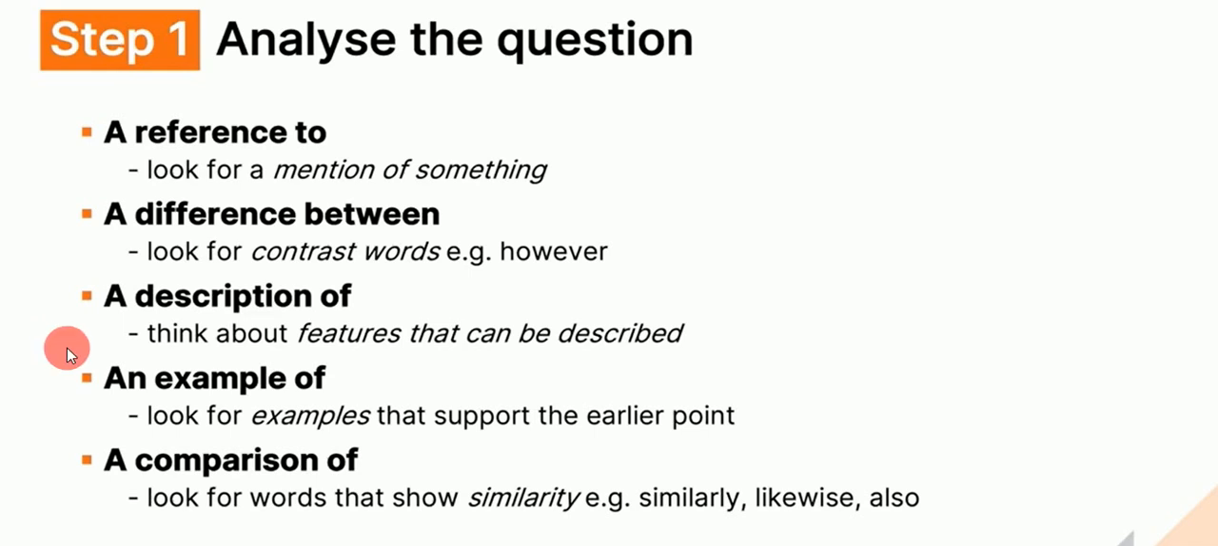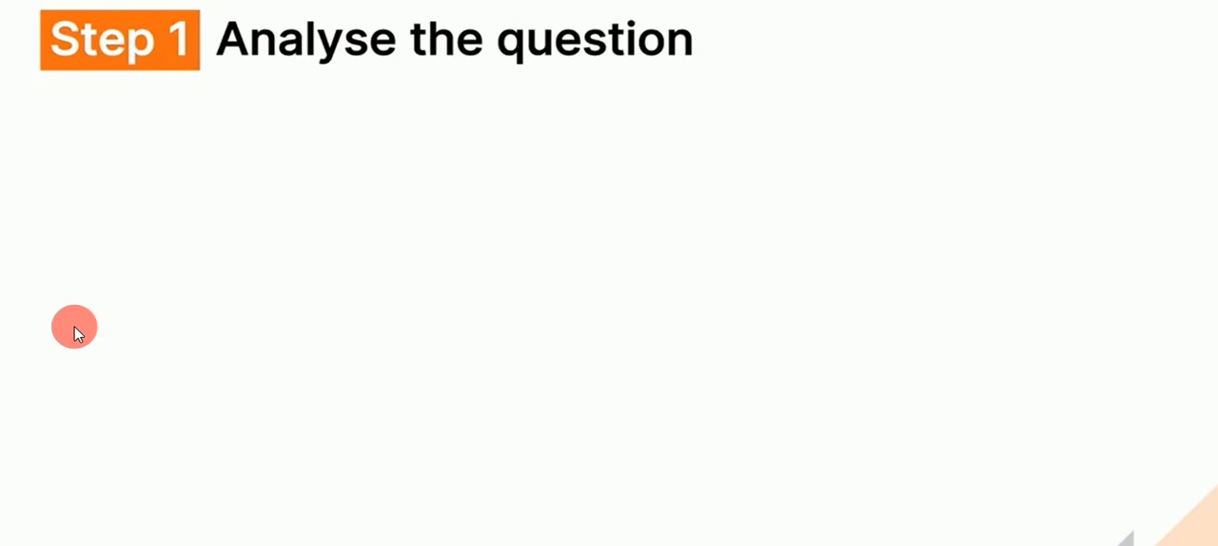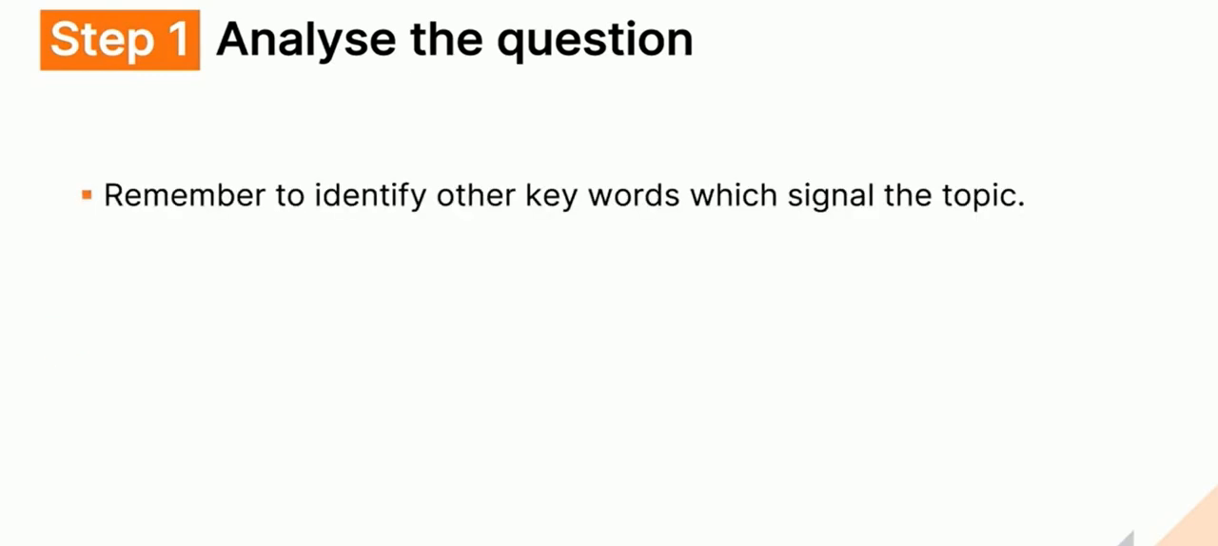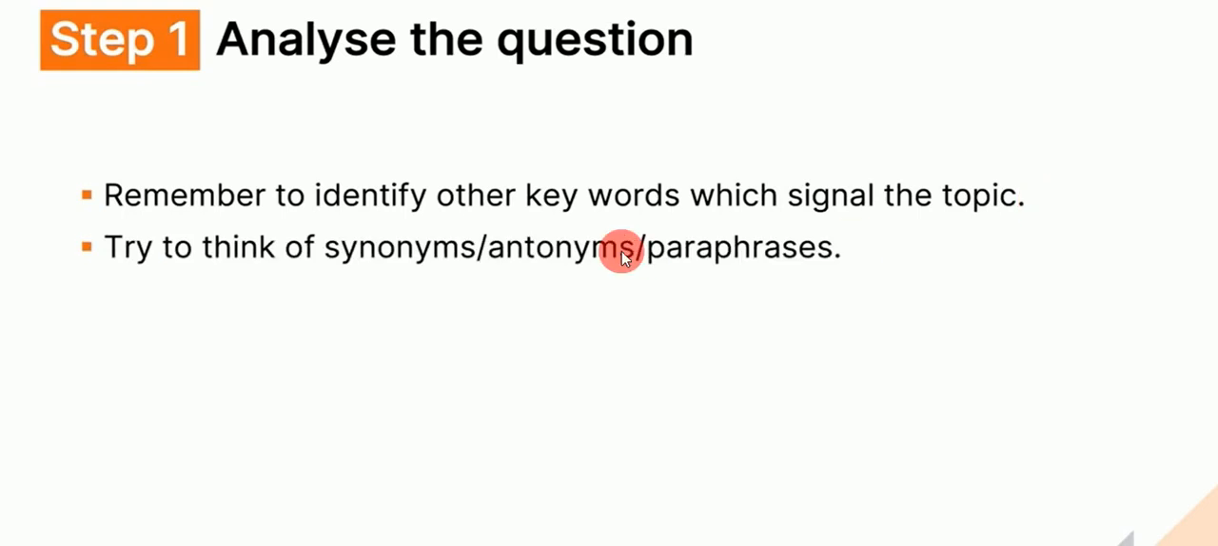Apart from paying close attention to the keywords described above, you also need to identify other keywords in the questions which signal the topic. And as with all question types, don't expect to find the exact words in the passage. Therefore, try to think of synonyms or antonyms while you are looking for the keywords. However, you would not have time to write these down.